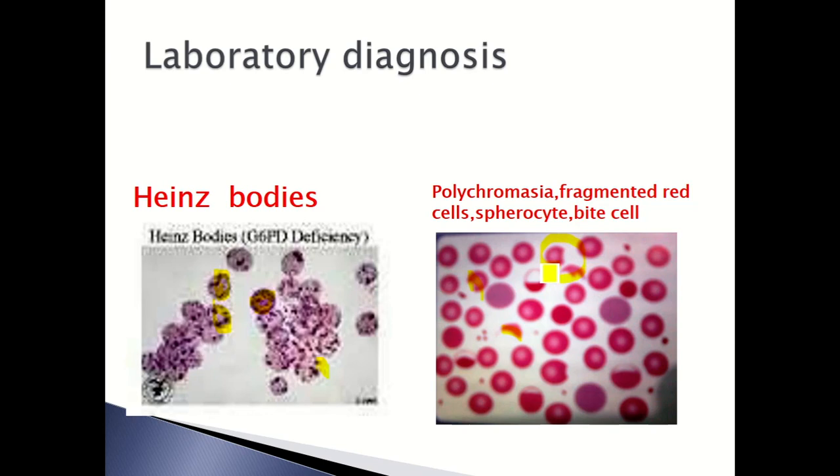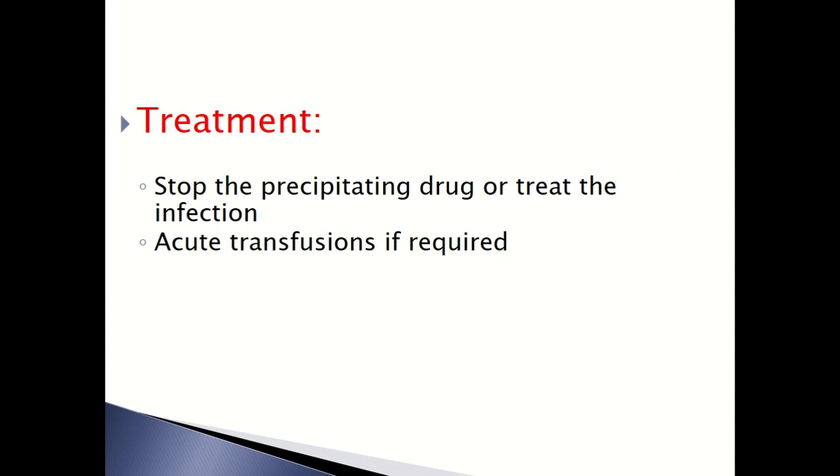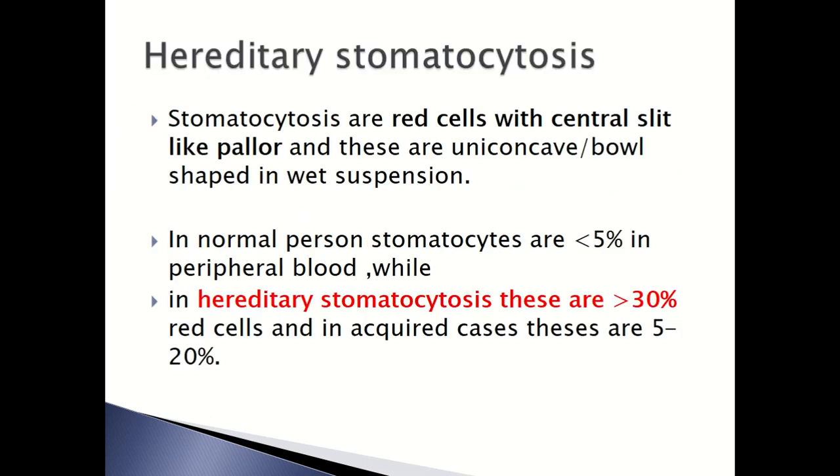So that's all about three main hereditary disorders and a very important test, that is the NADPH fluorescence spot test. Just remember the name. Whenever there is deficiency of this enzyme, the cell is unable to produce sufficient NADPH, and this produces lack of fluorescence. So lack of fluorescence suggests G6PD deficiency. This is the diagnostic test, again an MCQ or viva question. Treatment: stop prescribing such drugs and transfusion as and when required.